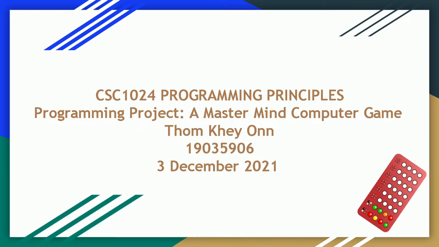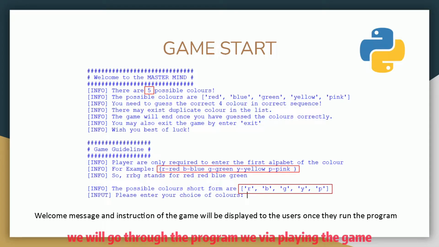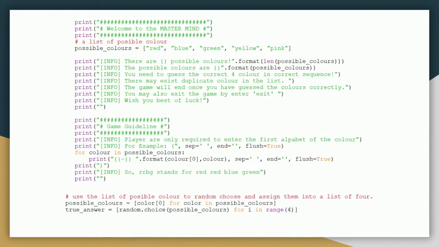Let's play it together. We will go through the program we are playing the game. First of all, some simple introduction of the game will be popped up. The info is all shown dynamically. The possible colors can be changed, and the example short forms. Those with the red box will all be changed automatically. The source code will be shown in the next slide.